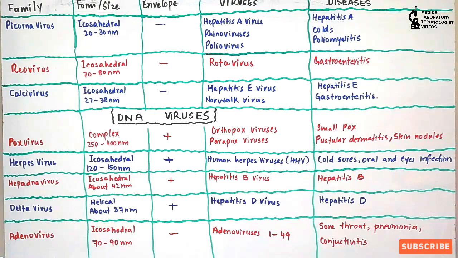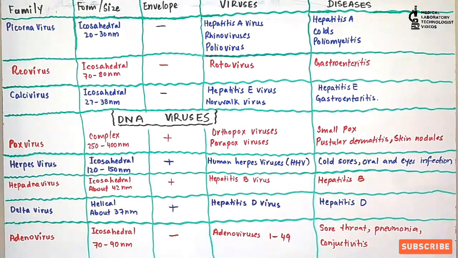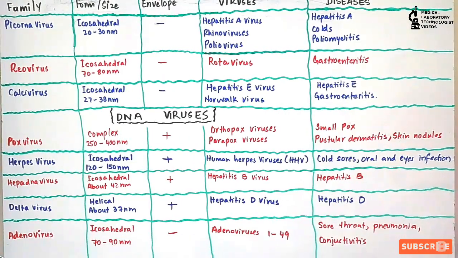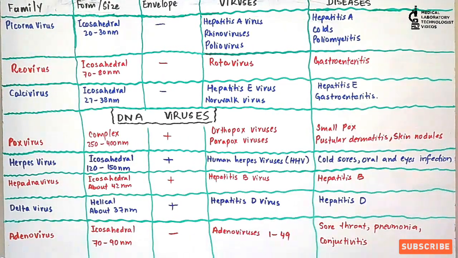Next is herpesvirus, also a very important virus, icosahedral in shape, 120 to 150 nanometers in size, and it also contains an envelope. The viruses in this family are human herpes viruses, causing cold sores, and oral and eye infection. Next is the hepadnavirus family, one of the most important virus families, icosahedral in shape, about 42 nanometers in size, also with an envelope. The virus in this family is hepatitis B virus, which causes hepatitis B.